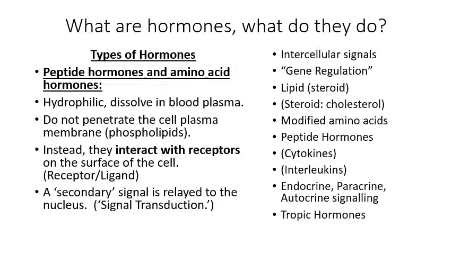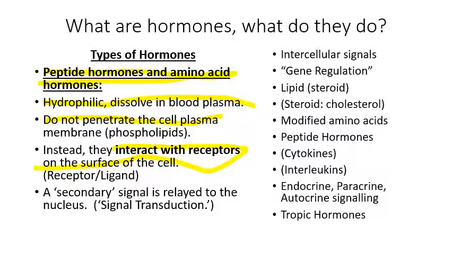All right, peptide hormones are a little bit different. So they're a small protein, and also amino acids are in this category. They are usually very hydrophilic, so they dissolve well in the blood plasma. They don't need to be carried by carrier proteins, but they do not penetrate the cell plasma membrane. Instead, they interact with things called receptors that are on the surface of the cell.